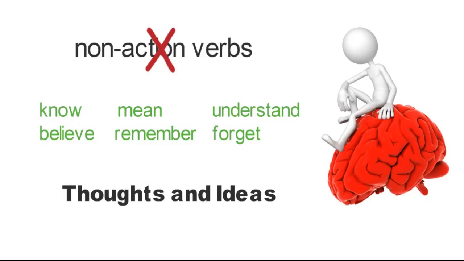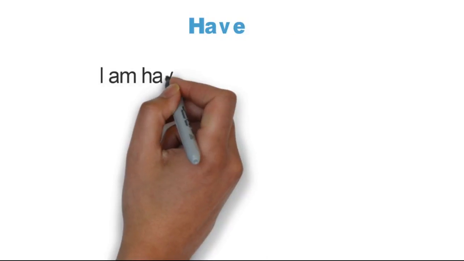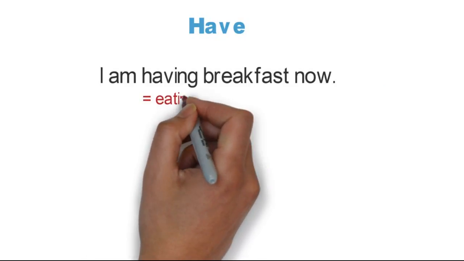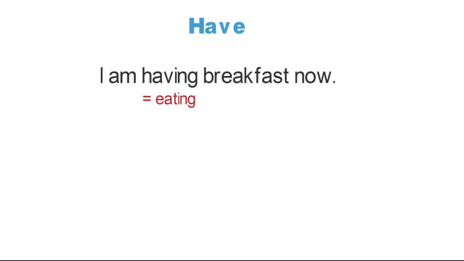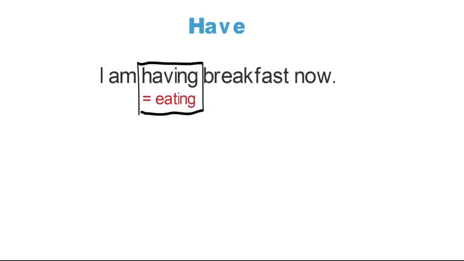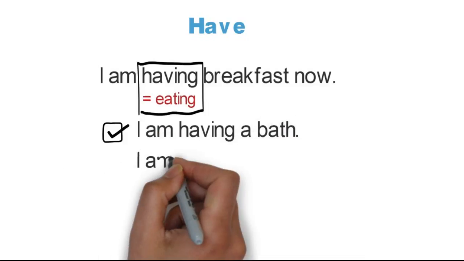The verb have is a tricky verb. We can say, I am having breakfast now. Having breakfast means the same as eating breakfast. It is an action, so we can use the present continuous. In the same way, we can say, I am having a bath, and I'm having a nap.